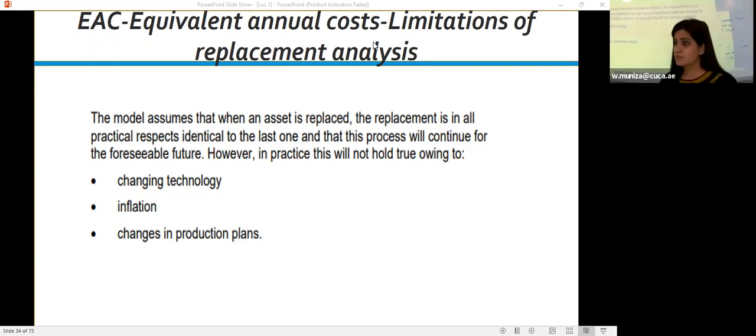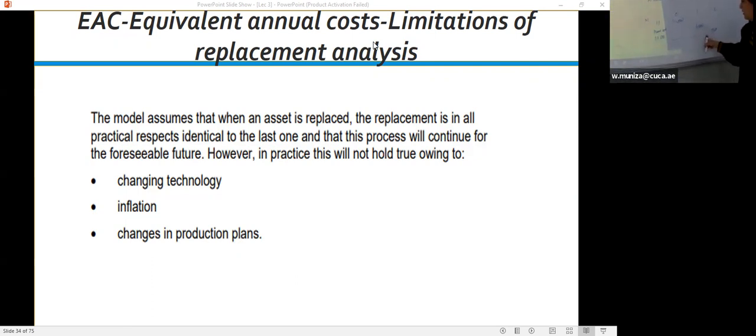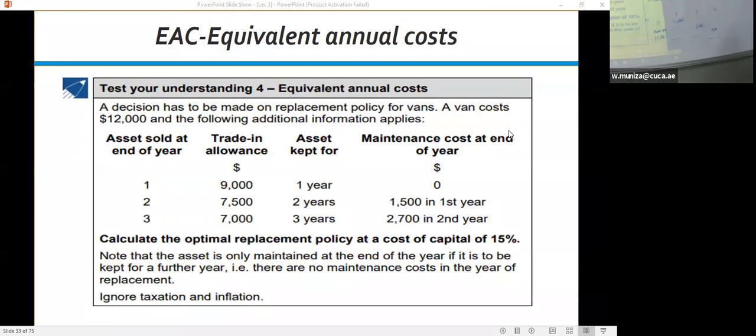In the second year, shall we consider the cost of maintenance? In the 2 years replacement, while calculating the net present value? Here, in the second scenario, no. It says the cost of maintenance is 1,500 in the first year and 2,700 in the second year. But note that the asset is only maintained at the end of the year if it is to be kept for the further year. So we are not keeping it for the further year.